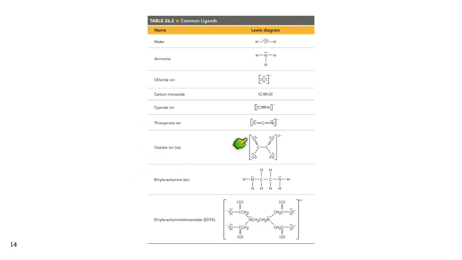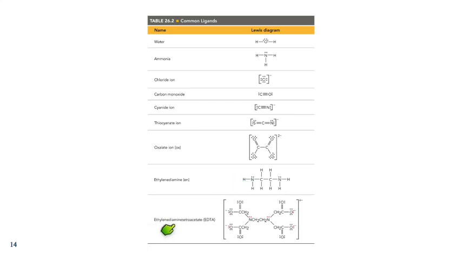The oxalate ion. We've talked about oxalate compounds before, oxalic acid. Here's the oxalate ion as a ligand. So this, being kind of a long name, is given an abbreviation, OX. This is ethylene diamine, which is abbreviated EN. And so diamine, this has 2 ammonias in it.